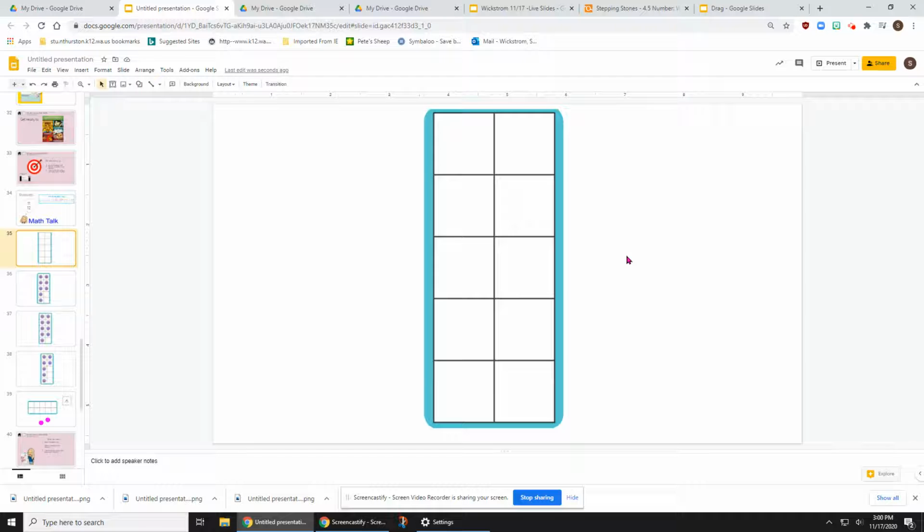This is a 10 frame. The other day we did a 5 frame. The 5 frame only had 5 spaces. This one has 10. Let's count. Ready? 1, 2, 3, 4, 5, 6, 7, 8, 9, 10. So when the 10 frame is completely full, there is a counter in every single box. That means it's the number 10. When it's full, it is 10. Well, let's go ahead and practice looking at some other 10 frames.